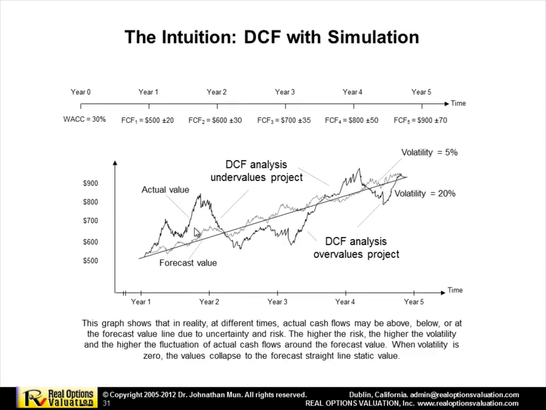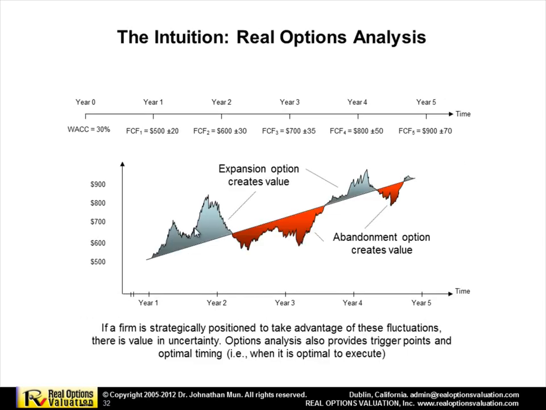Now, this is real life. You can have actual values that could be above or below what your DCF, your discounted cash flow, or your net present value analysis tells you. So it can be overvaluing, undervaluing, and so forth. So there's some volatility, some risk. The higher the volatility, the higher the fluctuation, of course. So simulation, Monte Carlo simulation, risk simulation, the analytics that we'll go into in more detail, of course, allows you to capture the uncertainties, allows you to quantify the volatility, which is required before you can do real options. Okay, but it doesn't really tell you what the value is. Real options tells you what you can do.